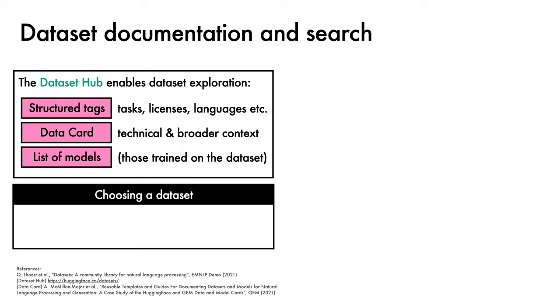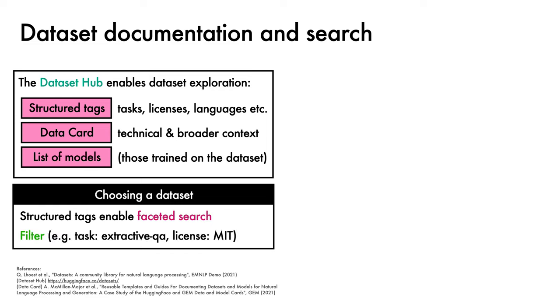When it comes to choosing a dataset, the structured tags enable faceted search by providing filters such as restricting results to datasets supporting the extractive question answering task with an MIT license, for example.